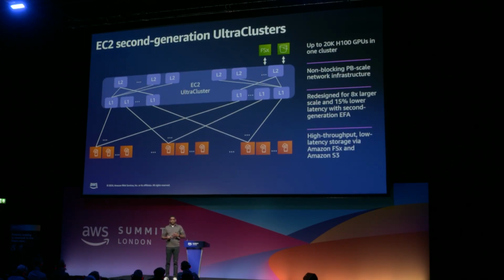Now, you could use these P4, P5, and Trainium instances as a single instance, but to reasonably train such a large-scale GenAI model, you need multiples of them. And this is where UltraCluster can help you. This is a diagram that shows how we think of an UltraCluster. Each of those orange boxes down there is a single rack of compute, and this could be a P4 or P5 or a Trainium.